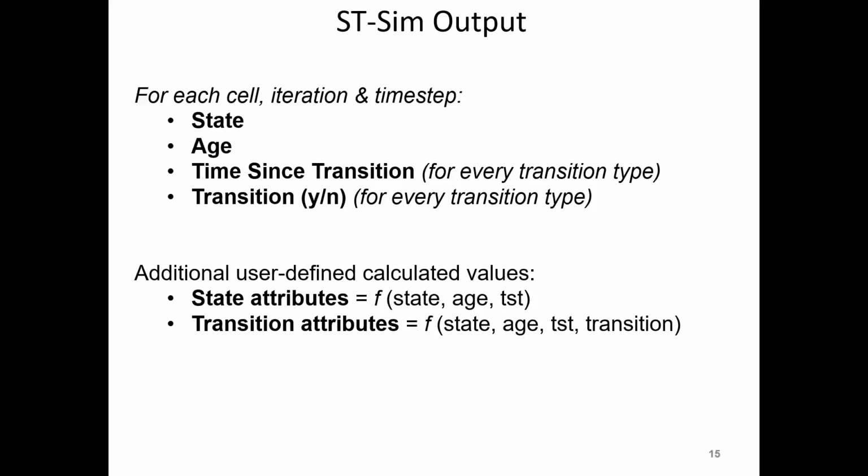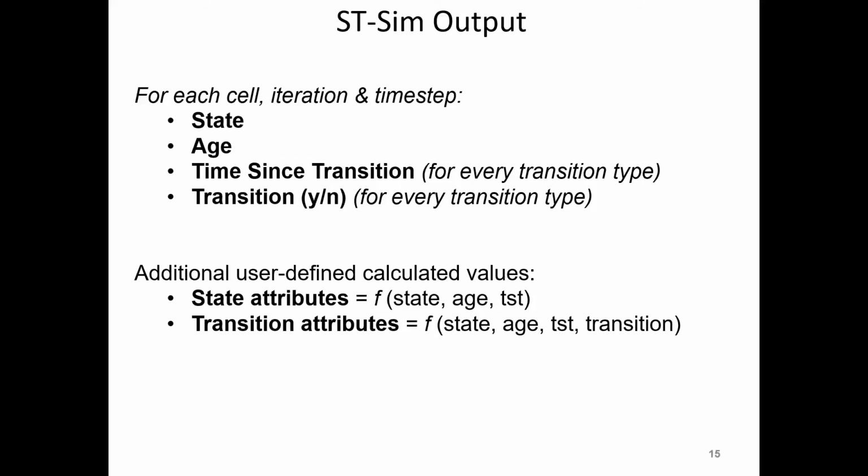These are often indicators that you want to track in your model, and it's just a little easier to do them directly in the STSim software rather than post-process. But we call those attributes, and there are two types that you can manipulate. The first is attributes that are a function of the state of each cell. So for each cell, you can generate formulas that use the state and age and time since transition to compute an indicator. We often use this for simple metrics of, say, habitat, which is a classic state attribute.